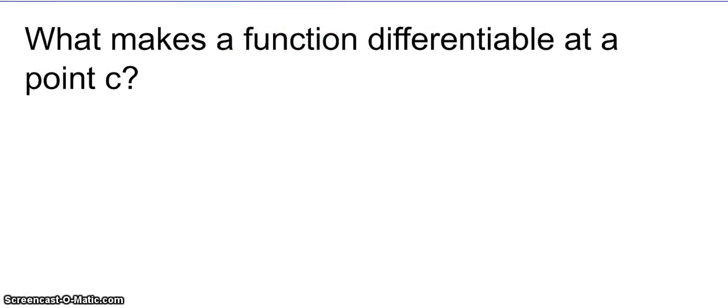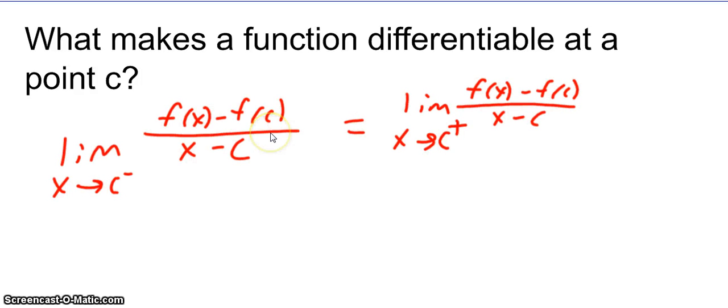Alright, next, what makes a function differentiable at a point c? Pause the video, answer that, unpause when you're ready to check. So this comes down to our alternative form of the derivative. Remember, if the limit as x goes to c from the left of the alternative form equals the limit as x goes to c from the right of the alternative form, then the function is differentiable at that point c.